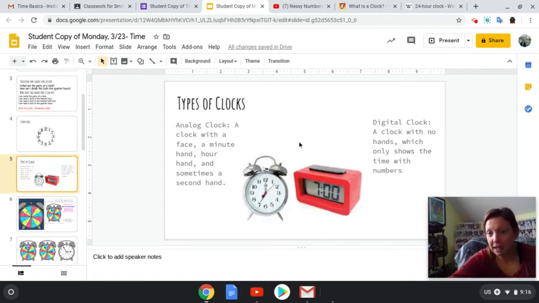All right, 2 kinds of clocks. If you remember in the video, they mentioned both of these. There's an analog clock and a digital clock. A digital clock is when it shows you the time in numbers. You don't have to figure anything out. I can look at this clock right here and say it's 7 o'clock.